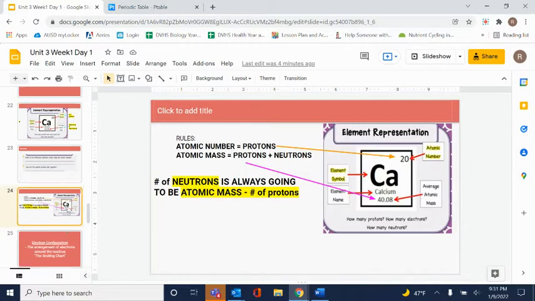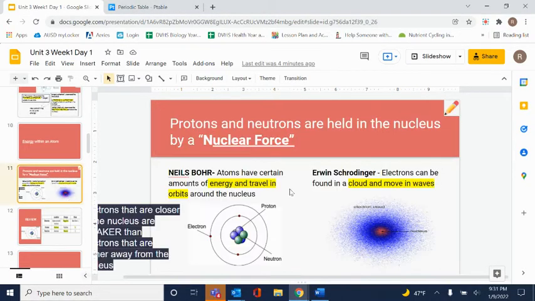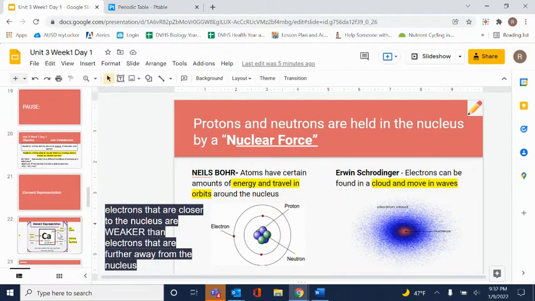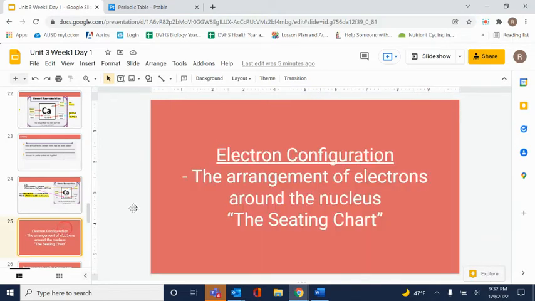Because remember, if we go back to our notes way back when, we said that we now know that even though we'd love for it to be perfectly circular movements that electrons move around the nucleus in, we know they move around like a cloud. And we can't always predict, well, we can try and predict where we think they're going to be. But remember, they move in waves. So because we don't know 100% for certain, we come up with electron configurations, or a seating chart, to kind of track where electrons are.